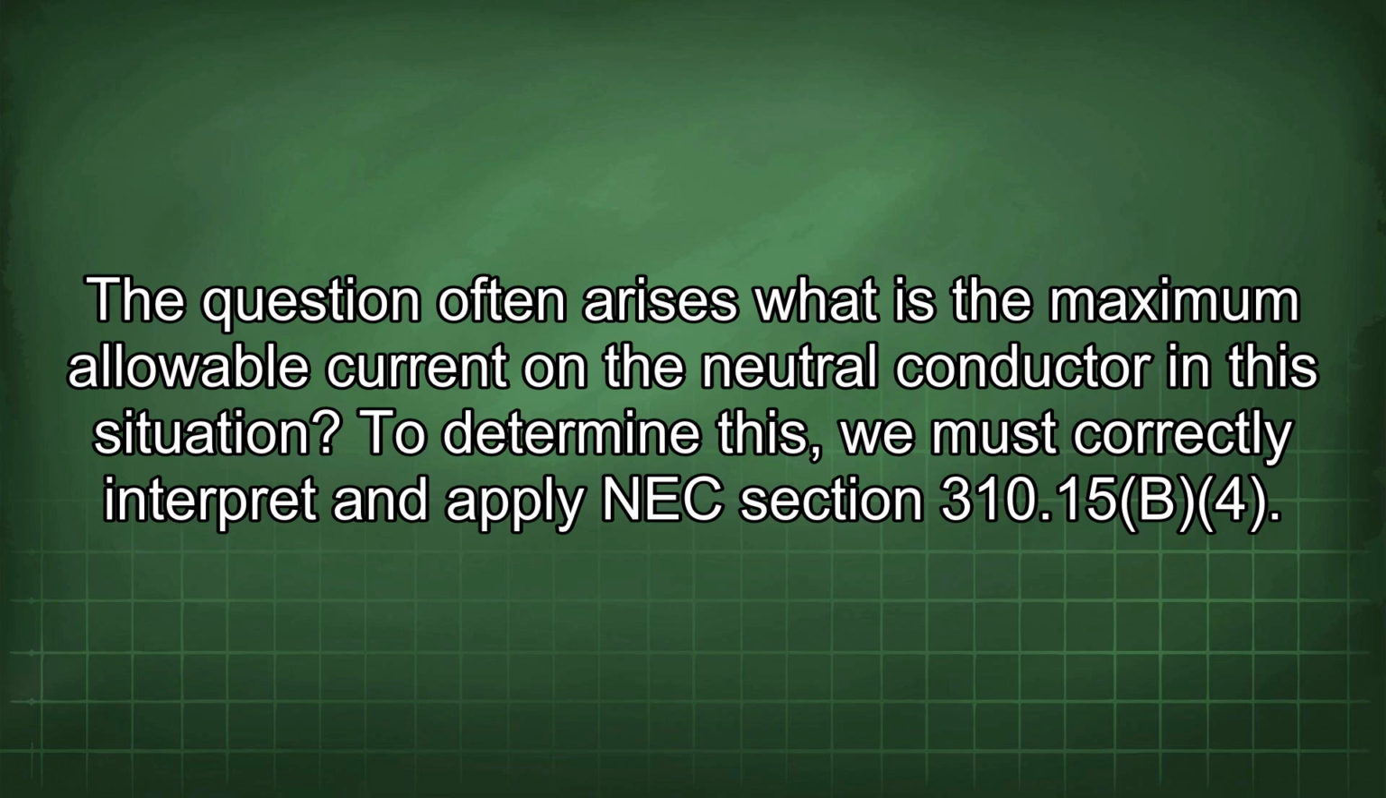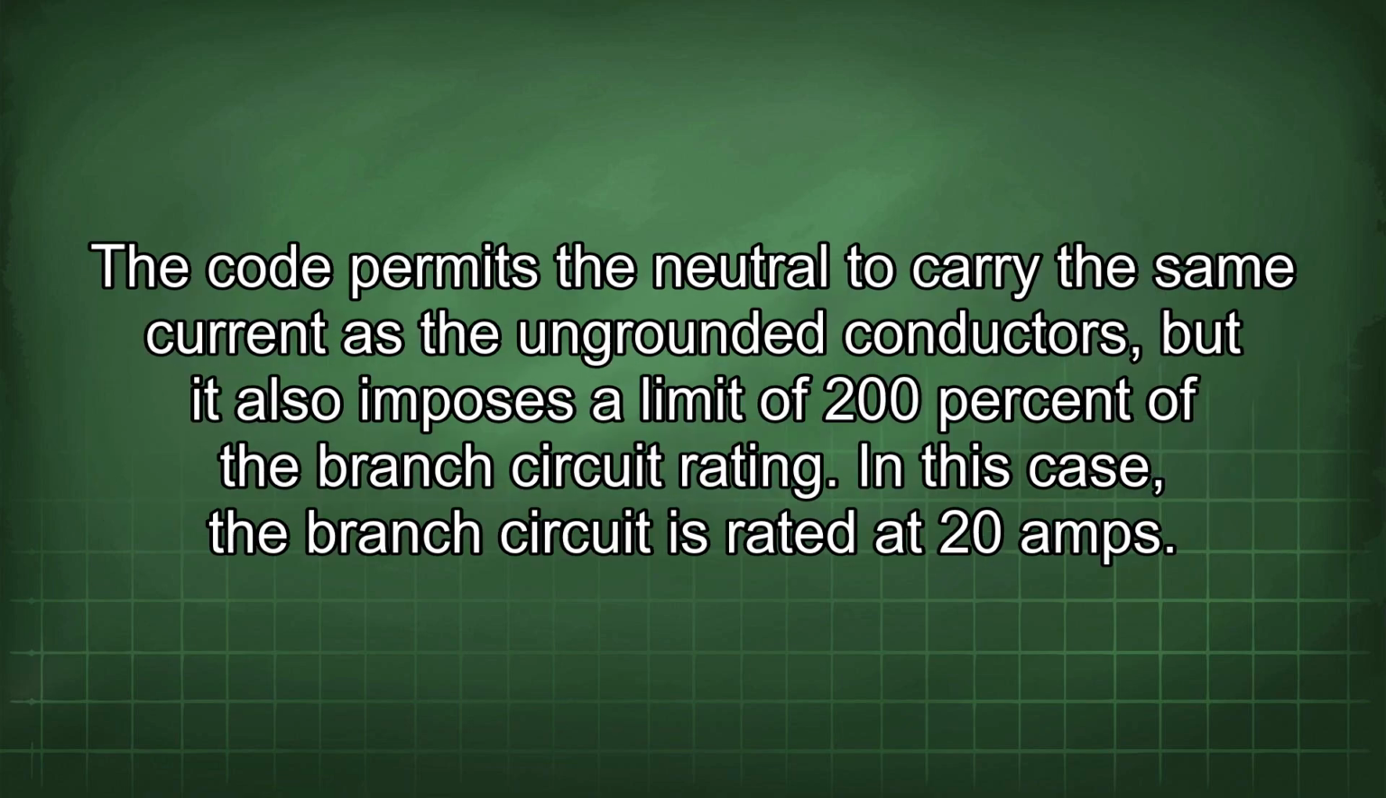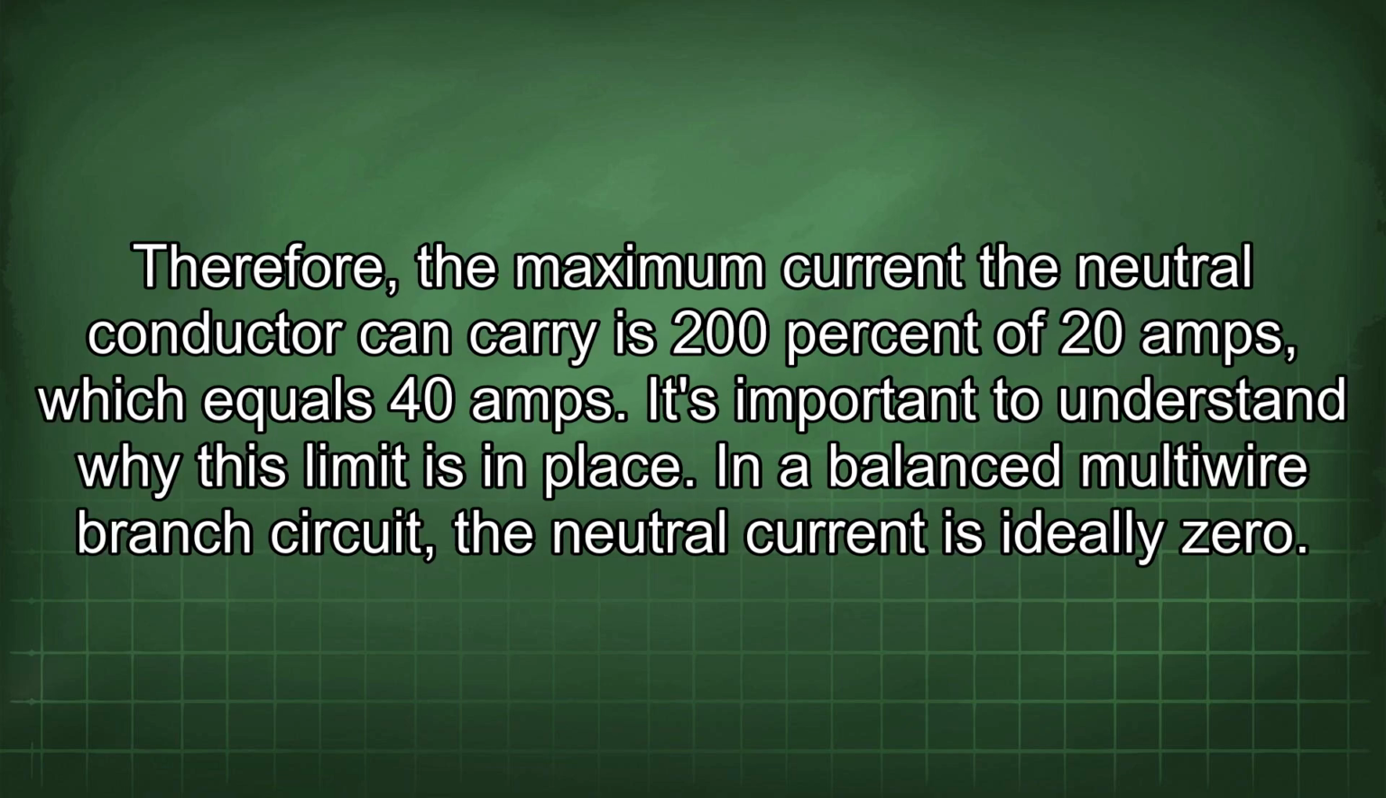To determine this, we must correctly interpret and apply NEC section 310.15(B)(4). The code permits the neutral to carry the same current as the ungrounded conductors, but it also imposes a limit of 200% of the branch circuit rating. In this case, the branch circuit is rated at 20 amps. Therefore, the maximum current the neutral conductor can carry is 200% of 20 amps, which equals 40 amps.